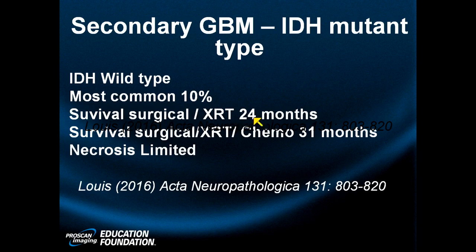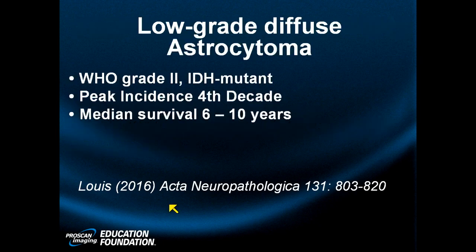The survival, 24 months with radiation, 31 months with radiation and chemotherapy. That's the average survival. And I've seen people live 10 years with this disease. Necrosis is limited. Here is the appropriate reference. And then we went into low-grade diffuse or diffuse astrocytomas, which tend to be grade 2. Anaplastic astrocytomas, grade 3. And again, we're going to subdivide each of those into wild type, mutant, NOS.